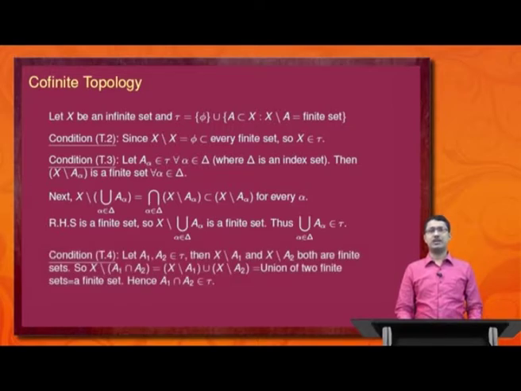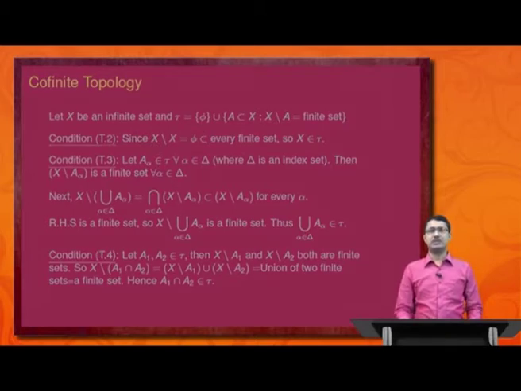For condition 4, let A1, A2 belong to tau. That means X minus A1 and X minus A2 are both finite sets. So X minus (A1 intersection A2) is equal to (X minus A1) union (X minus A2). X minus A1 and X minus A2 are both finite sets, so their union is also a finite set. So that implies, from the definition of the topology, A1 intersection A2 belongs to tau. This topology is called the cofinite topology. Why is it cofinite? Because the set A belongs to tau implies its complement must be finite.